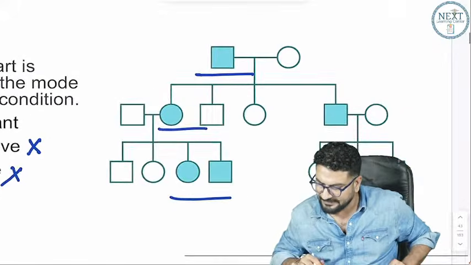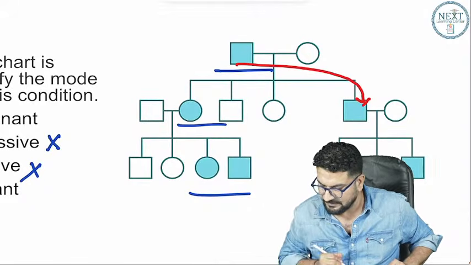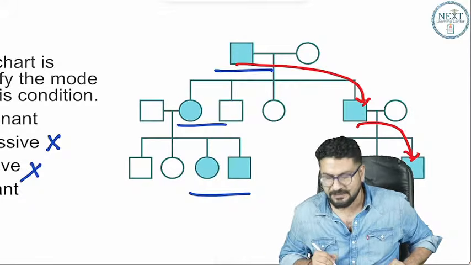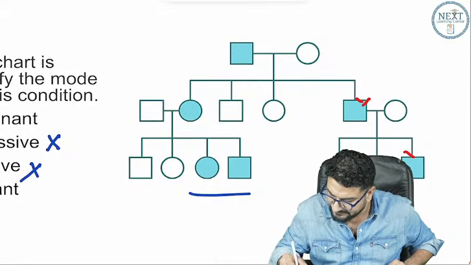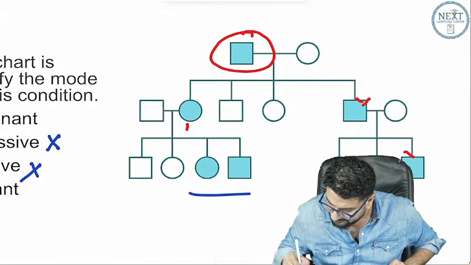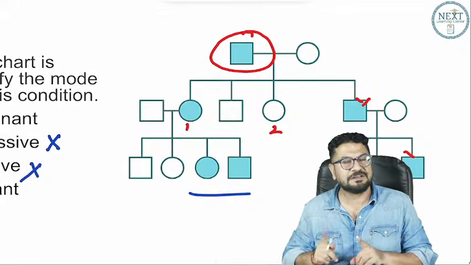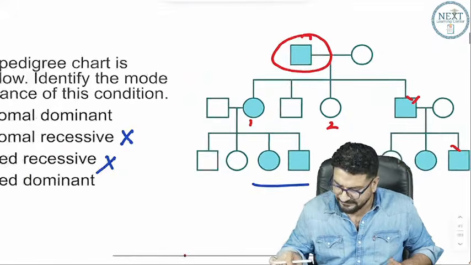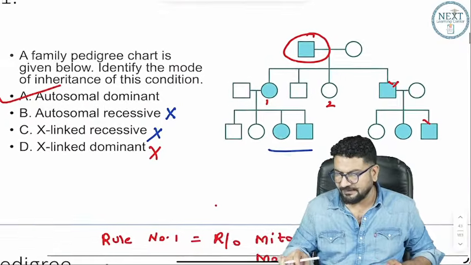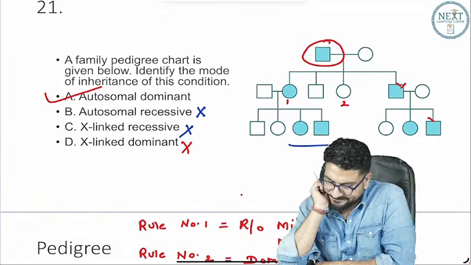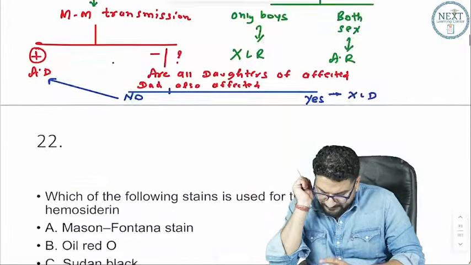Now look at this male to male transmission. Can you see? This is male to male transmission. Male to male transmission is there. And can you see, are all daughters of the affected dad affected? Look at this, affected dad once again. Daughter number one, daughter number two. Are all daughters affected? No. All daughters are not affected. It means it is autosomal dominant. This type of pedigree they ask in the exam. Simple. It is autosomal dominant. Okay, moving to next one.